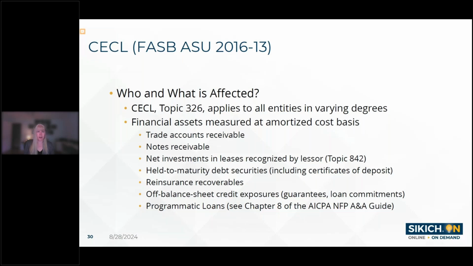Whereas if a not-for-profit organization has certificates of deposit in their investment portfolio, a brokered account that's traded and is recorded at fair value, those types of certificates of deposit at fair value are not within the scope of CECL. So just a little distinction there. It also applies to reinsurance recoverables, off-balance sheet credit exposures such as guarantees or loan commitments, and programmatic loans. Next slide.